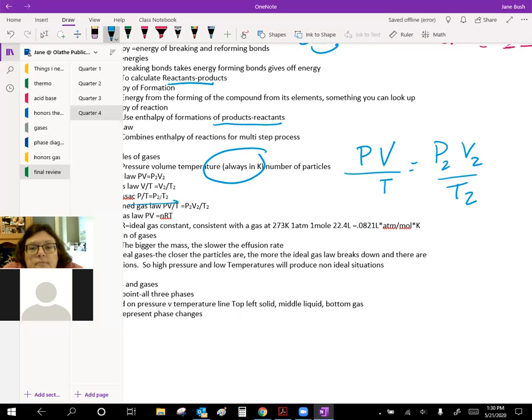Okay. The fourth thing that affects gases is how many particles you have. Hang on, I'm going to shut my back door because they're mowing my yard. All right.